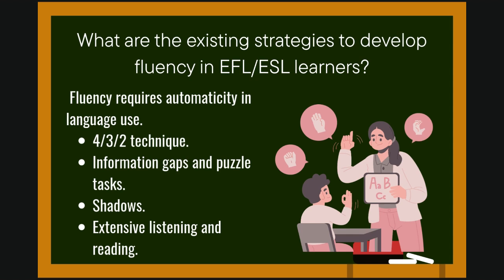Shadowing. This one exposes students to natural patterns of speech and vocabulary in context. These activities reduce anxiety and gradually train learners to speak fluidly without over-focusing on accuracy. Extensive listening and reading. This one exposes students to natural patterns of speech and vocabulary in context. These activities reduce anxiety and gradually train learners to speak fluidly without over-focusing on accuracy.